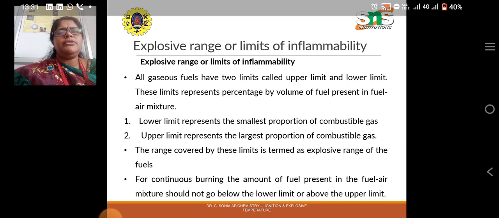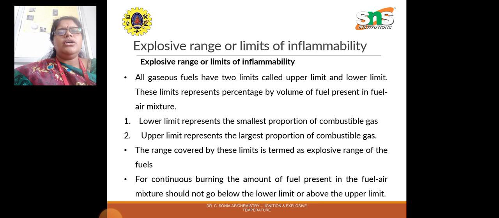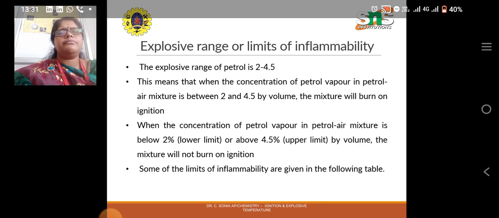Explosive range or limits of inflammability. All gaseous fuels have two limits called the upper limit and the lower limit. These limits represent the percentage by volume of fuel present in the fuel-air mixture. The lower limit represents the smallest proportion of the combustible gas. The upper limit represents the largest proportion of the combustible gas. The range covered by these limits is termed the explosive range of the fuels. For continuous burning, the amount of fuel present in the fuel-air mixture should not go below the lower limit or above the upper limit.